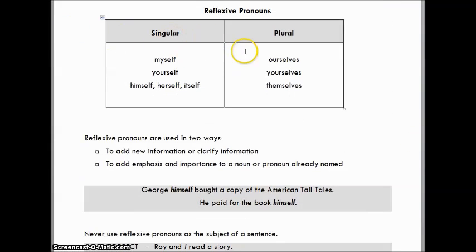They're your reflexive pronouns. Myself, yourself, himself, herself, itself are your singular forms, all ending in self. The plural forms end in selves: ourselves, yourselves, themselves. Spelling will count on these.